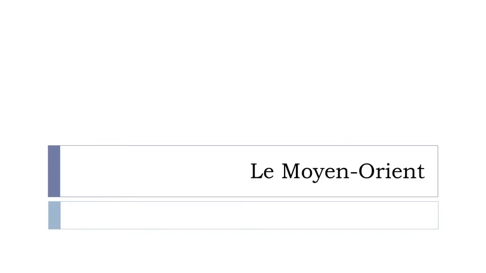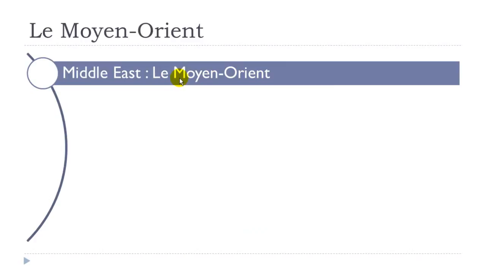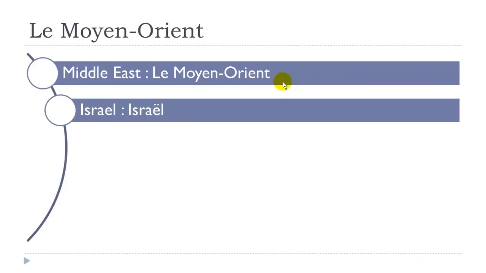We'll work on le Moyen-Orient, the Middle East, okay? Let's start. Le Moyen-Orient. So it's interesting here because normally if you would have only this word here, you would pronounce it moyen, okay? But then as you get this vowel after, you get to make the liaison between the two. Le Moyen-Orient, Moyen-Orient. Okay, let's start now.